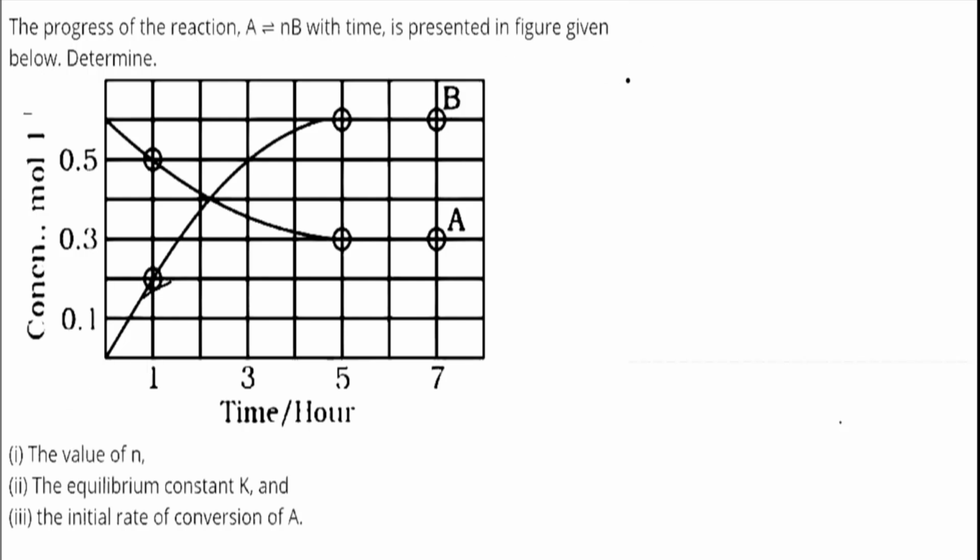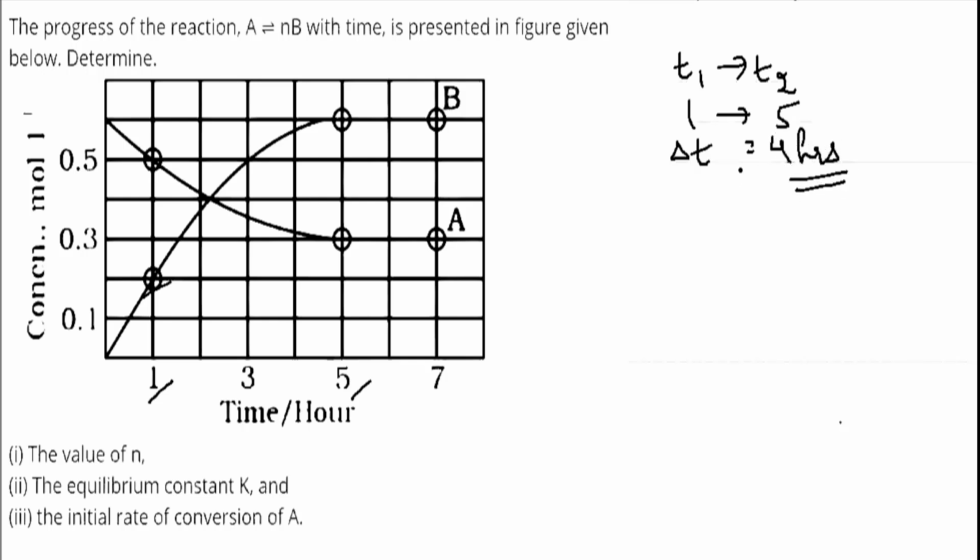Now what is the reaction which is given to us? The reaction here is that A is giving n moles of B. So this is the main reaction, and if you look here, the reaction is taking place in equilibrium. There are two time periods that we have to consider. I am considering t equal to 1 and t equal to 5 hours, that is the time interval from t1 to t2. What will be the difference here in time? The difference is a total of 4 hours. So I am considering this 4-hour bracket where the reaction is taking place.